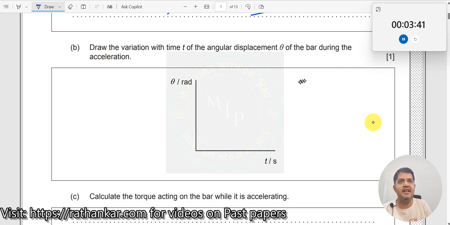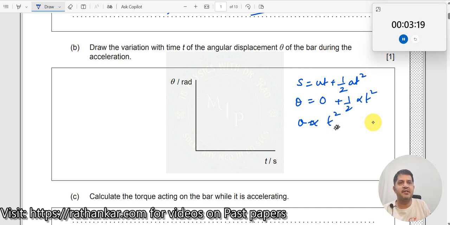Okay, so your linear displacement will be given by s equal to ut plus half at square. Now we are going to apply the same thing. Angular displacement, I am replacing with theta, and this u is nothing but omega i, the initial angular velocity, which will be 0, plus half into a, replaced by alpha, t square. So it should be half alpha into t square. So which means that theta is proportional to t square over here, right?